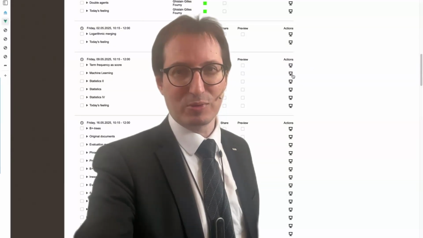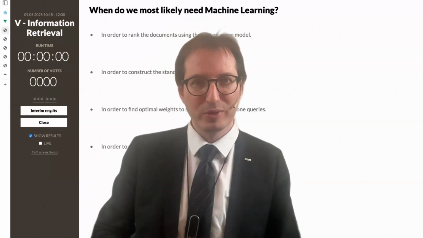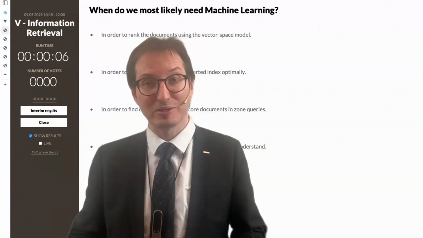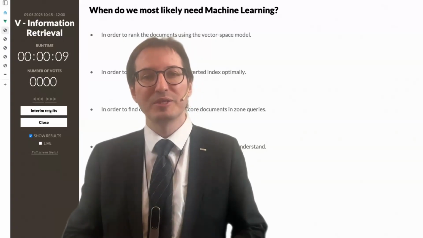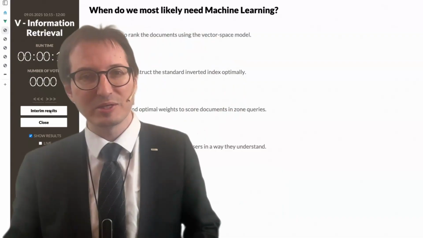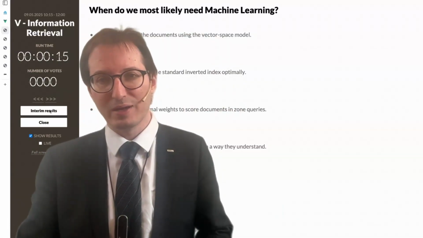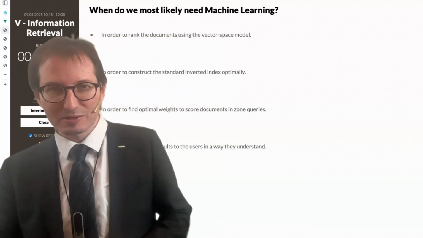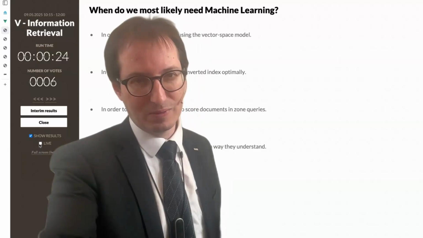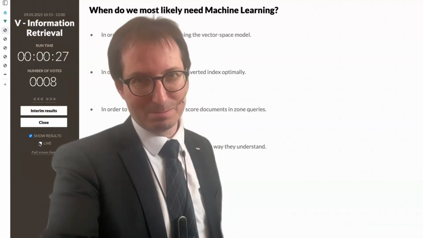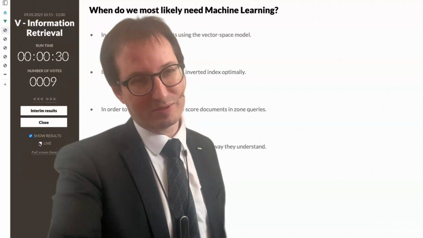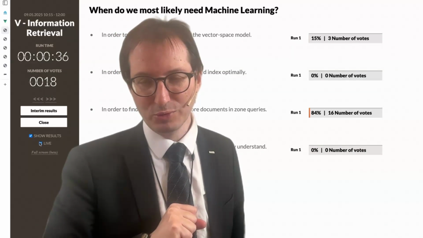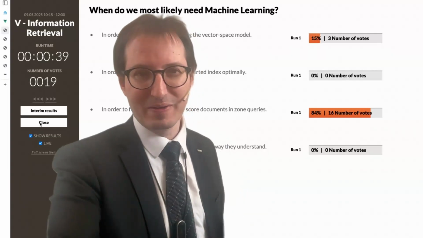All right, maybe this one, if you want to answer this one. When do we most likely need machine learning? To rank the documents using the vector space model, to construct the standard inverted index optimally, to find optimal weights to score documents in zone queries, or to display the results to the users in a way they understand? That's something I briefly showed a couple of weeks ago. But even if you didn't attend, just machine learning should give you the right keywords. When you use machine learning, exactly, you optimize weights.